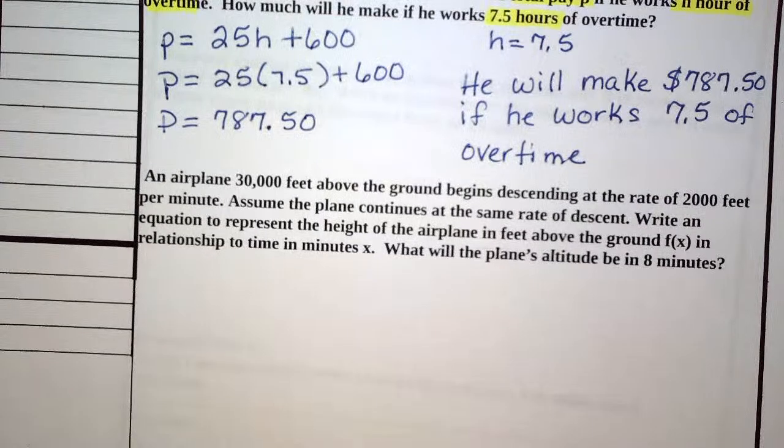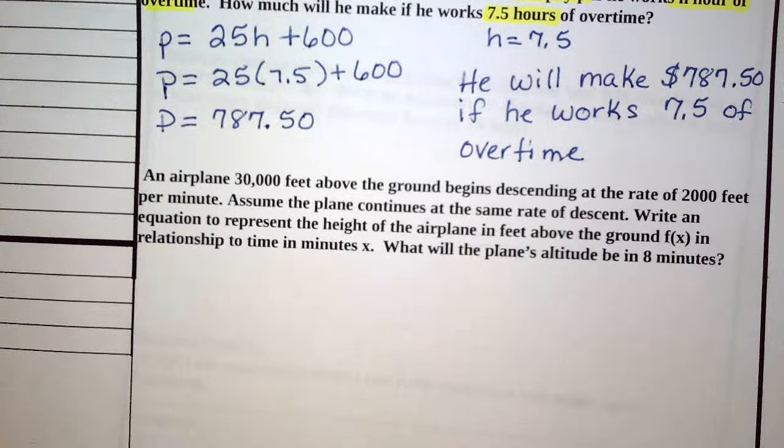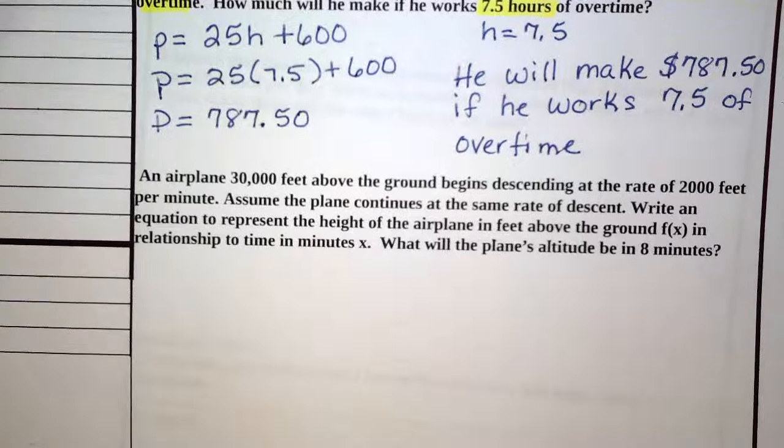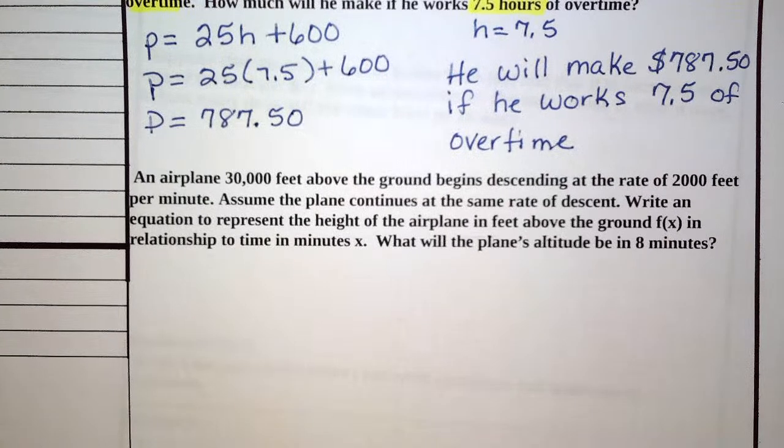Now we're going to talk about an airplane. An airplane, 30,000 feet above the ground, begins descending at a rate of 2,000 feet per minute. Assume that the plane continues at the same rate of descent. Write an equation to represent the height of the plane in feet above the ground, which will be our function evaluated at x, in relationship to time in minutes, which is x. What will the plane's altitude be in 8 minutes?